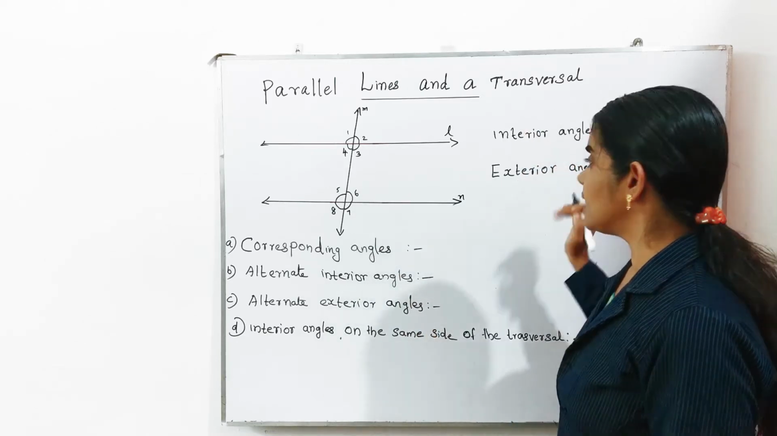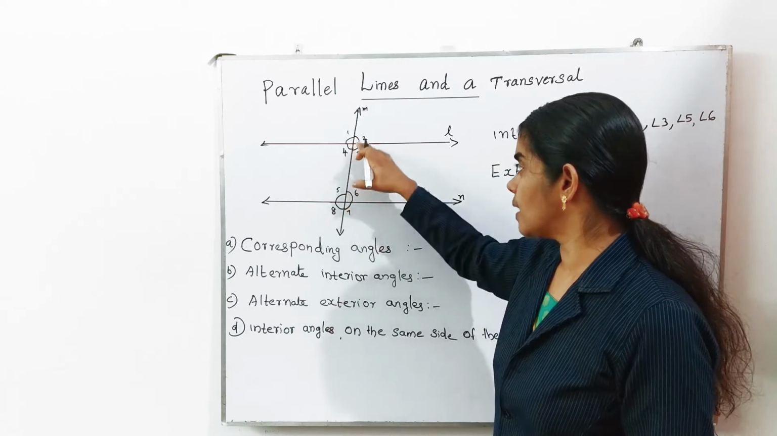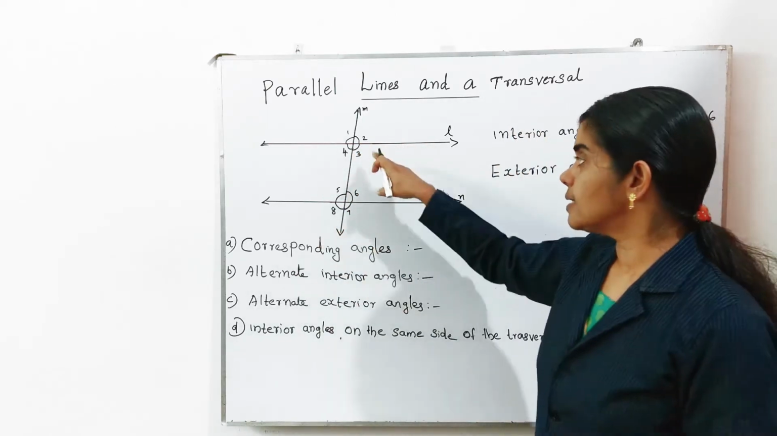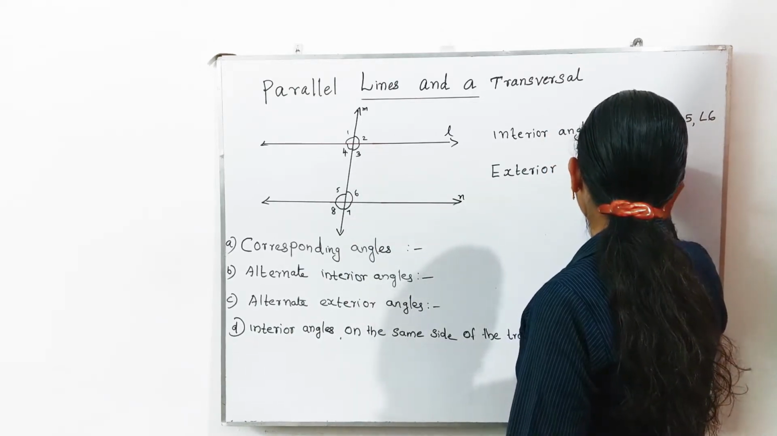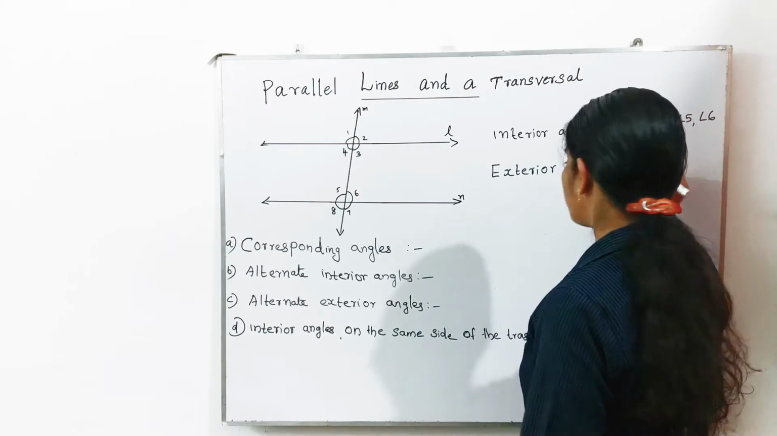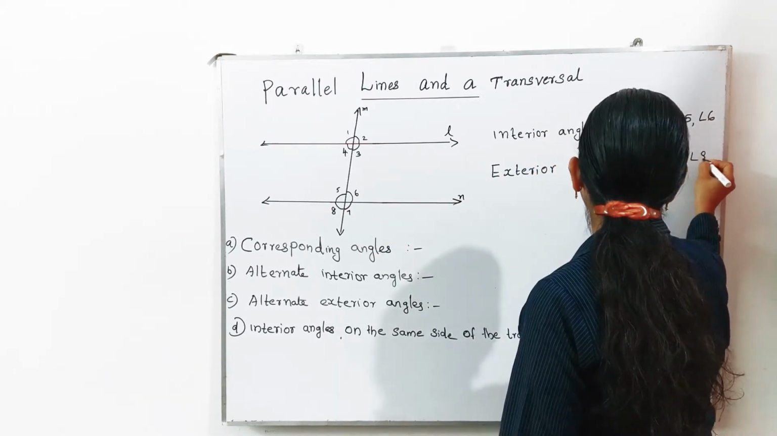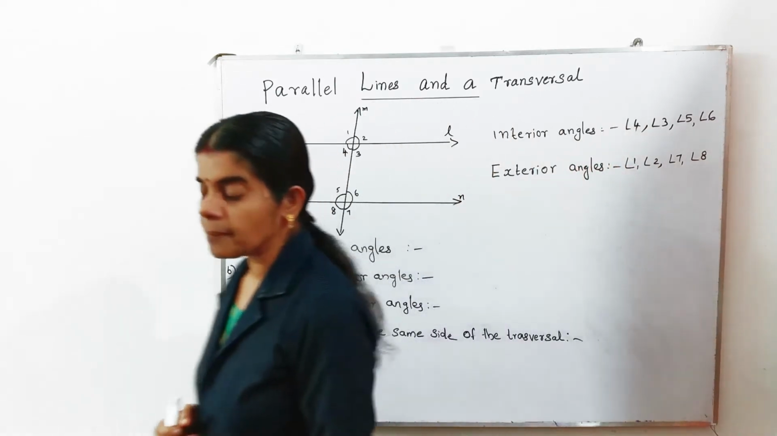Then what will be the exterior angles? Exterior angle means outside. Outside these two parallel lines, whichever angles are there, all are known as the exterior angles. That is angle 1, angle 2, angle 7 and angle 8 are the exterior angles.